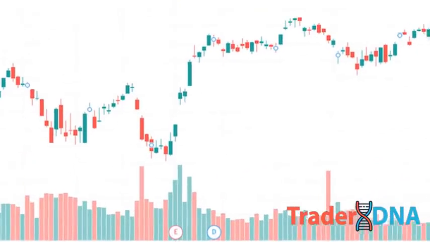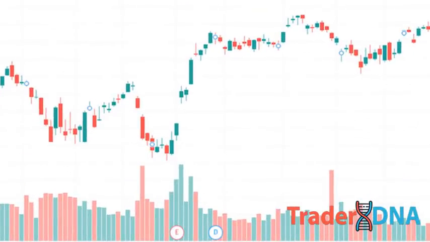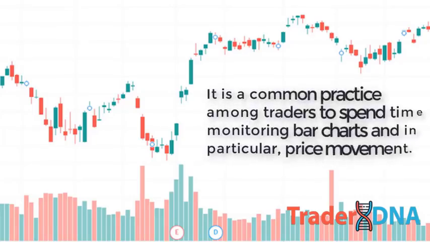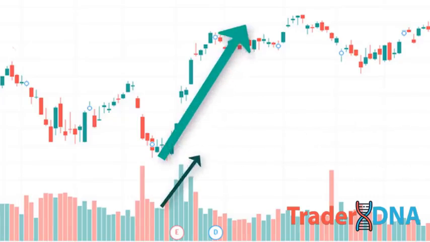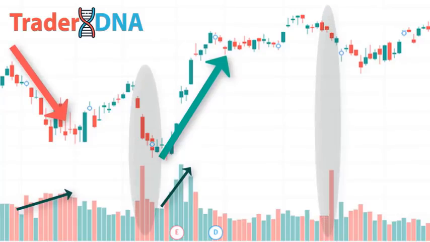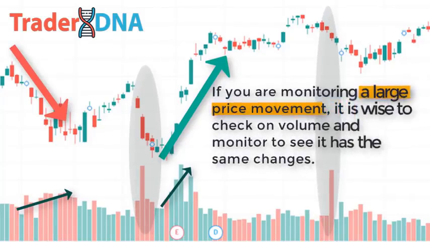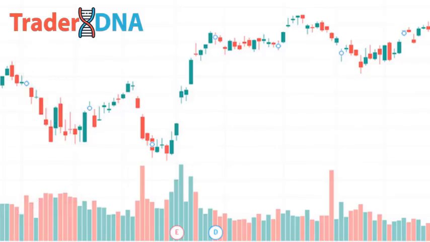In technical analysis, volume is an important indicator that aids traders in confirming trends and chart patterns. It is a common practice among traders to spend time monitoring bar charts and, in particular, price movement. When price moves up or down with relatively high volume, this situation is viewed as strong. This means that if you are monitoring a large price movement, it is wise to check on volume and monitor to see it has the same changes.